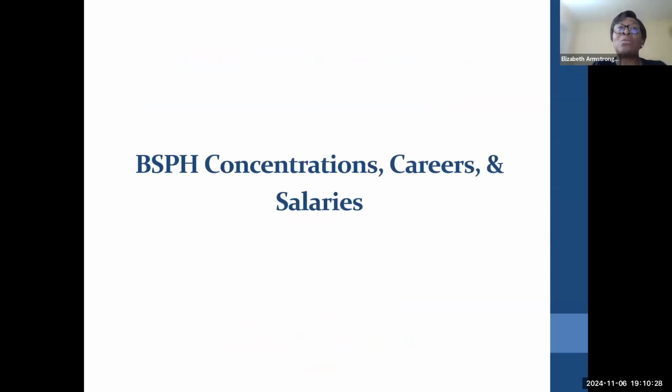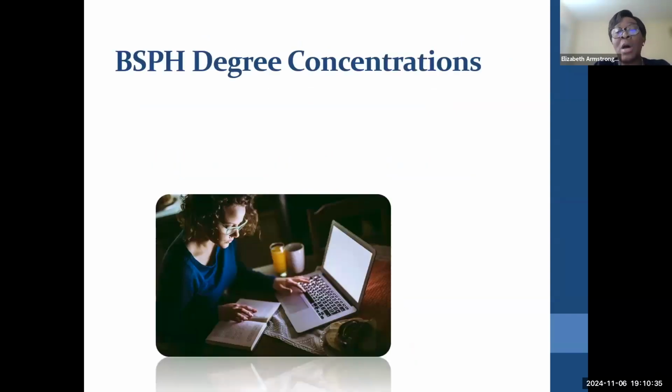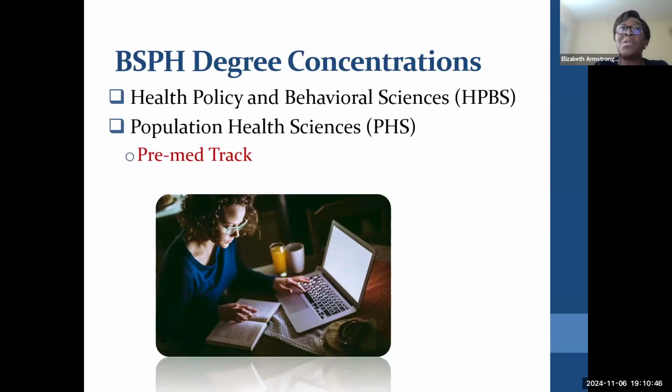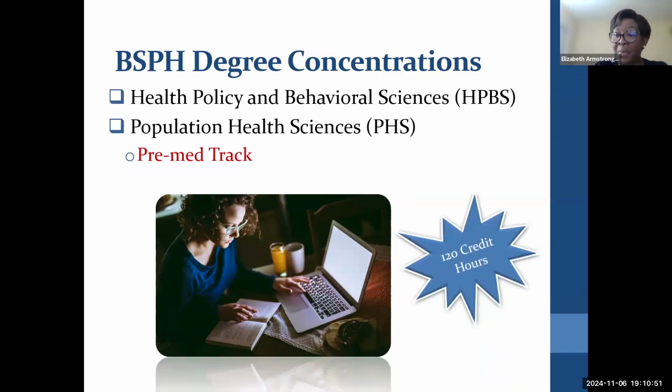I want to go on to talk about BSPH concentrations, careers, and salaries. The GSU School of Public Health now has 2 BSPH concentrations. The first is Health Policy and Behavioral Sciences. The second is Population Health Sciences with a pre-med track. And as we said already, a total of 120 credit hours are required to obtain a degree in this program. This has not changed, it's still the same.